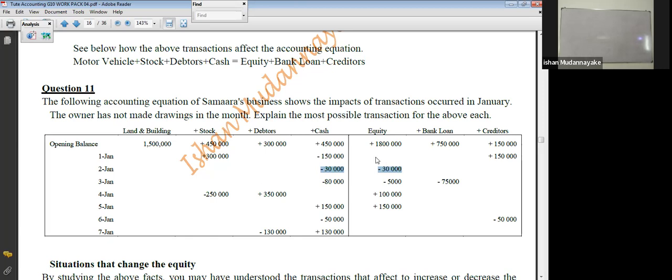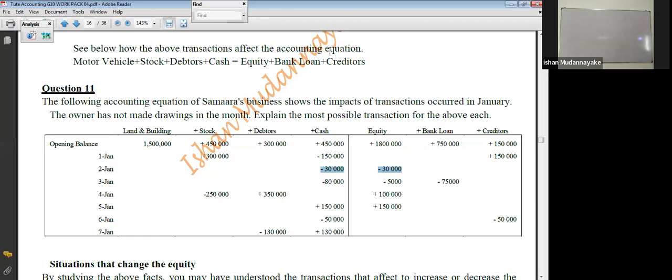Second one, cash decreased by 30,000, equity decreased by 30,000. You can't write this second one as drawings. There is no drawings. Then payment of salary 30,000, or payment of rent 30,000, the payment of an expense 30,000. Payment of salary 30,000, most possible.